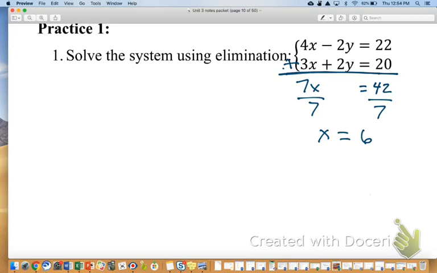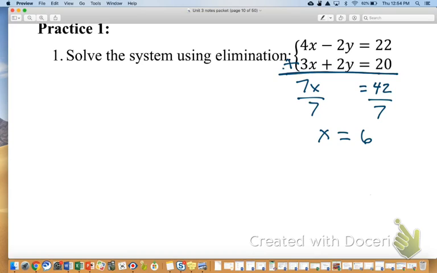We plug it back in. Remember how we did that with substitution? We're going to take that x equals 6, and we're going to plug it back into one of the two equations we have. So, hey guys, please make sure you get this. I'm going to turn you loose in a minute or two here. See if you can do this on your own.